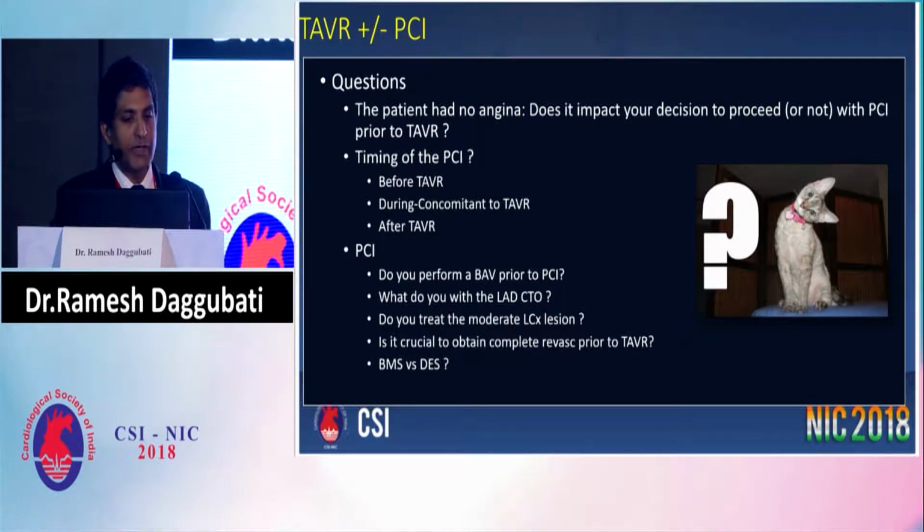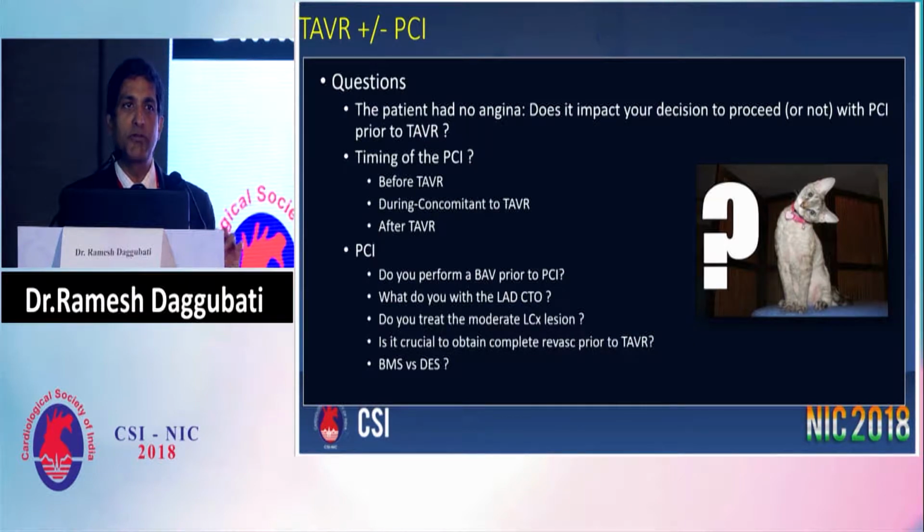So the questions are: the patient has no angina, the main complaint is shortness of breath. Does it impact your decision to proceed or not with PCI prior to TAVR? So timing of the PCI, when should it be done? In New York State, for example, if a patient dies after PCI, even though it is unrelated, if I do a PCI today and the patient goes for a TAVR next day, and if the patient dies, both the interventional cardiologist and the structural interventionalist, if it is a separate person, will be dinged.